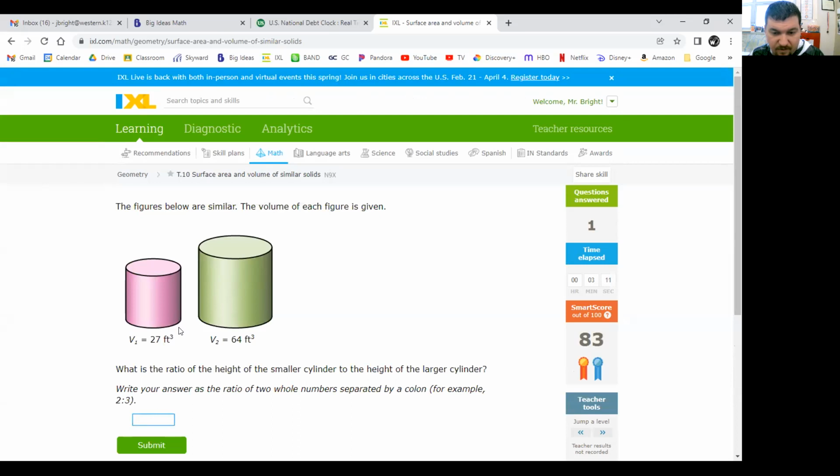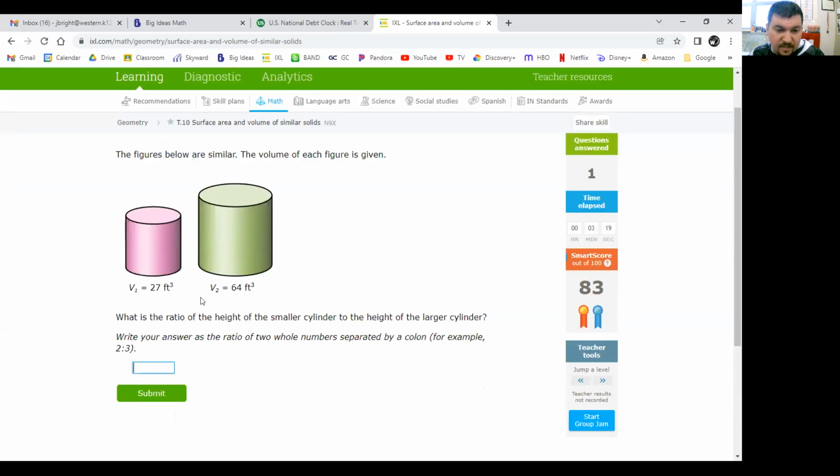Okay, this one asks, what is the ratio of the height of the smaller cylinder to the height of the larger cylinder? So I would write down the volume ratio for this one, which is 27 to 64, smaller to larger cylinder. That's the volume ratio. If I want the side length ratio, since it says height, that would be a side length, then I have to do the opposite of cubing.